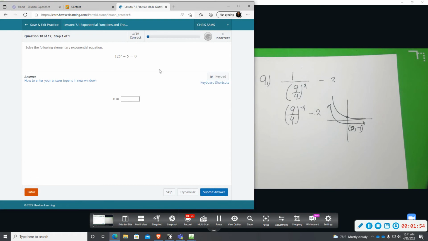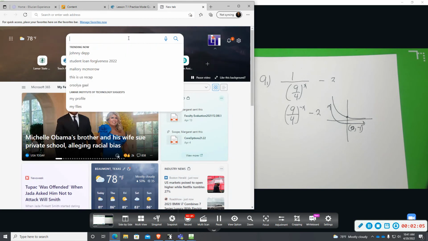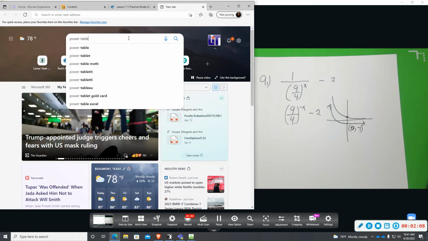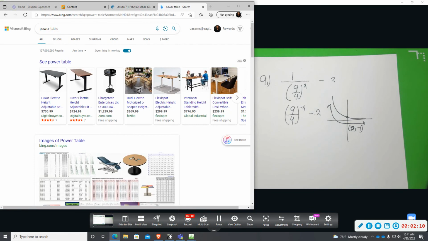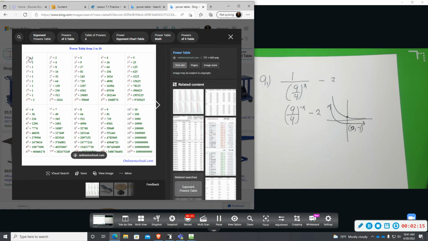And then number 10 is where we switch gears. We want to solve the exponential equation. So what you need is the power table. So if you go power table, this is the one that I like, this image here. And you're going to be rewriting the numbers so that they have the same base. So the base is the big number that you get at the bottom. And then as you rewrite them, you'll be able to solve the problem.